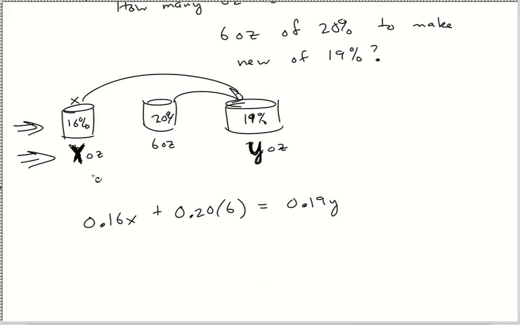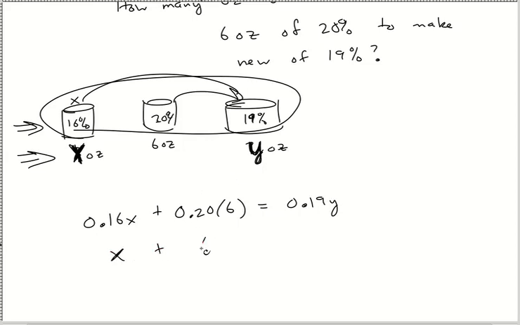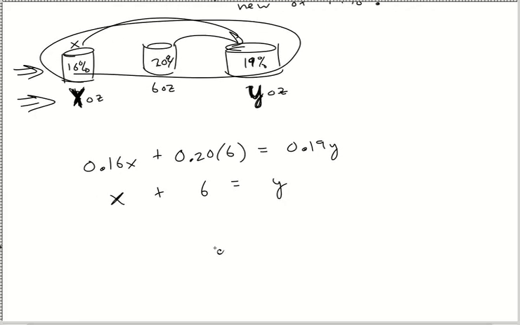And there we go. So we did this side right here. We did our percentages. But we still have this down here that I guess you could say is just plain old ounces. I have my x ounces plus my 6 ounces should be my y ounces. I have 2 unknowns, 2 equal signs, 2 equations, and so then I should be able to solve this.